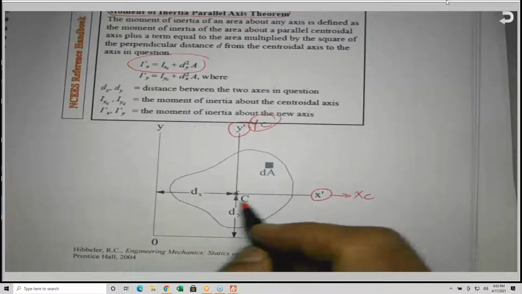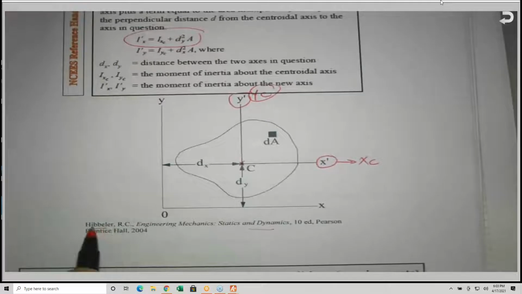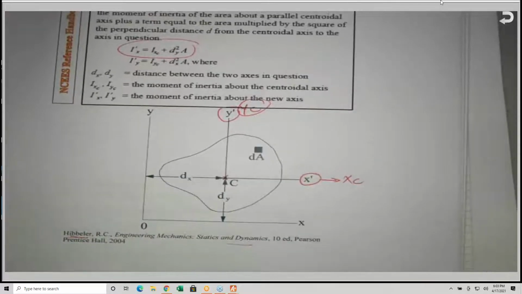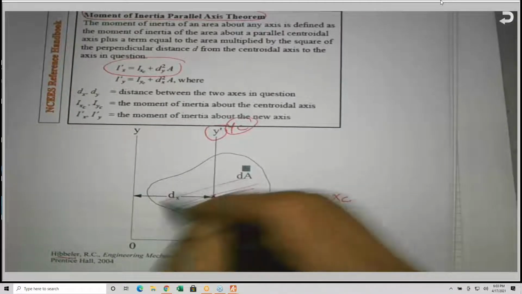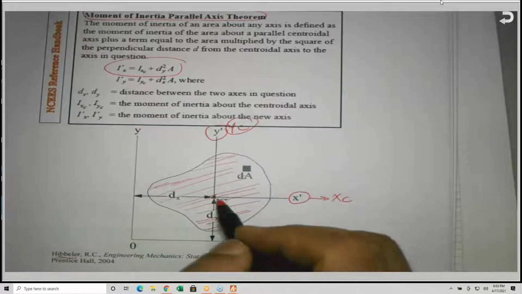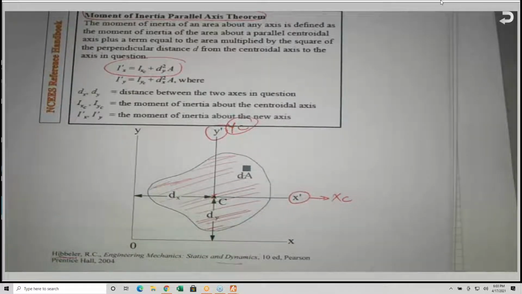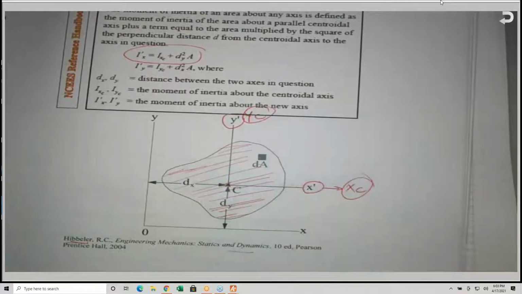The two centroidal axes. They took this from another book, from Hibbeler. Those of you who took the class statics, they know Hibbeler. So this is a given area. And I know the location of the centroid, and the two axes that go through it are called XC and YC.